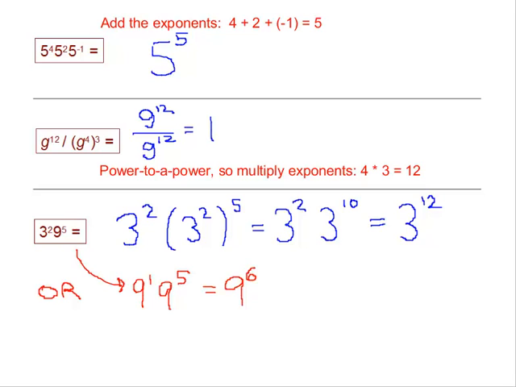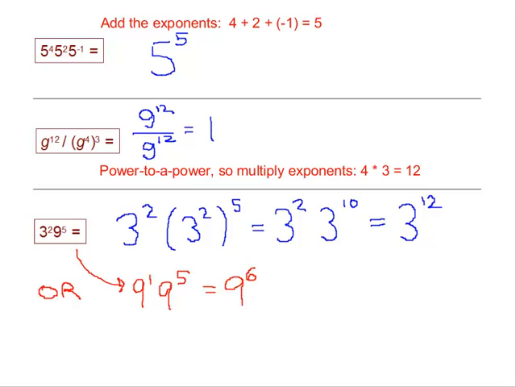Or you could explicitly use the rule about dividing. When you have exponents, you subtract the exponents in order to divide. So 12 minus 12 is 0. We end up with g to the 0, and anything to the 0 is 1.